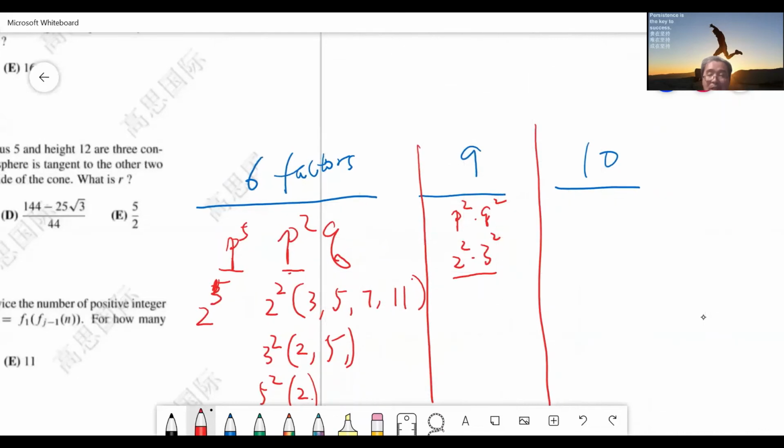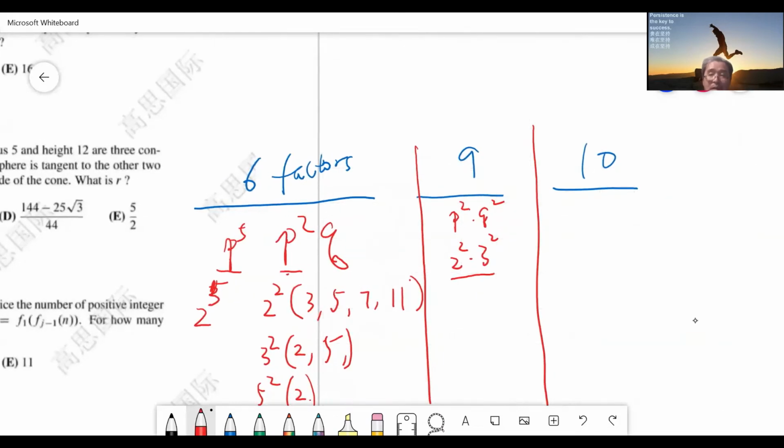All right, how about 10 factors? If n has 10 factors, that must be p to the power 4 times q, right? We cannot do p to the power 9. P to the power 9 does not work. So we can only look at this case.